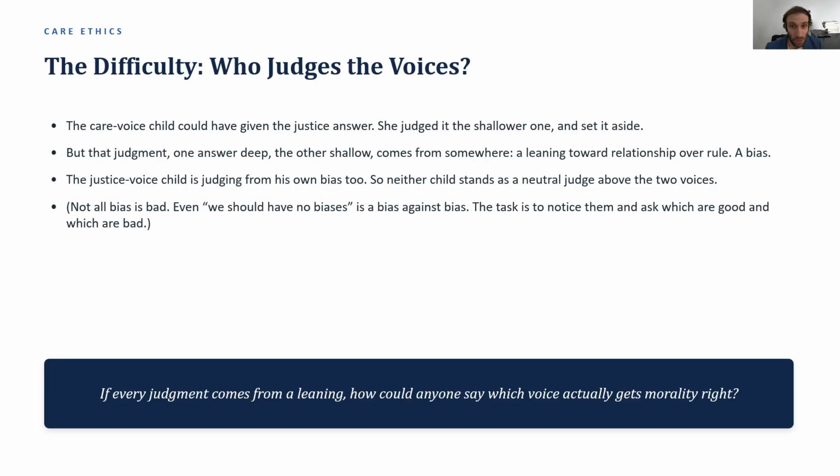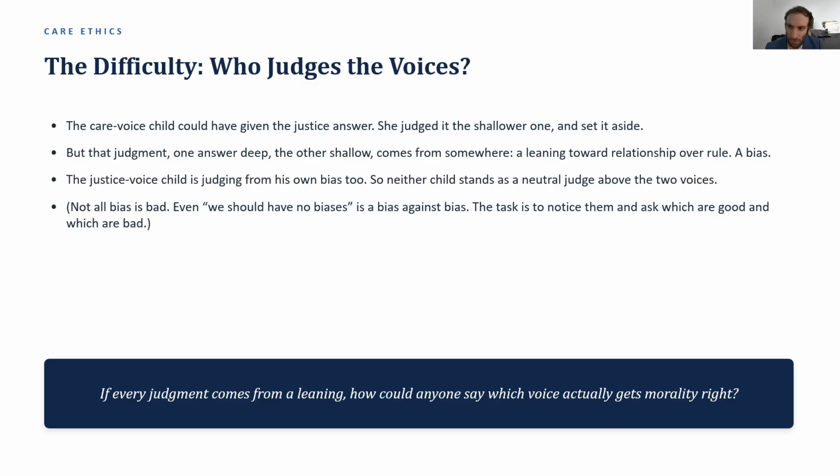Now, of course, no ethical theory is without its own potential weak spots. Let's return to the two children and the dilemma about the drug, this time with a critical eye. We said the girl who is worried about the relationships was not failing to reason. She looked at the abstract justice answer, the answer that a life outweighs property, so steal the drug, and judged it to be the shallower answer. She could have given that answer, but she did not. She chose not to because she thought it missed what actually mattered.